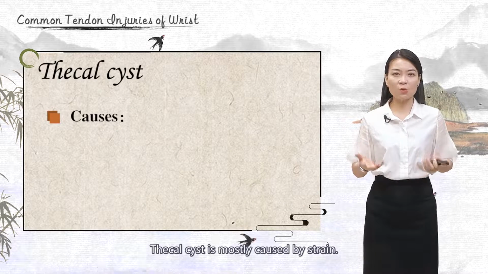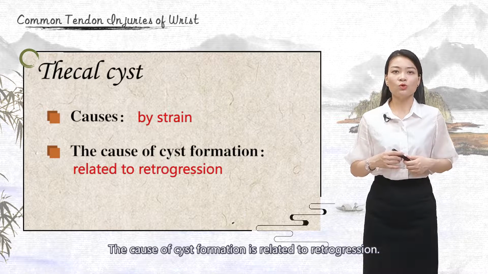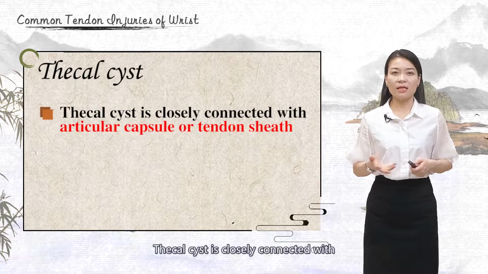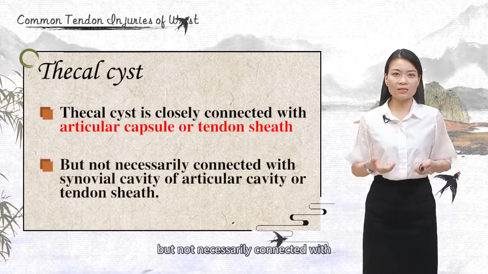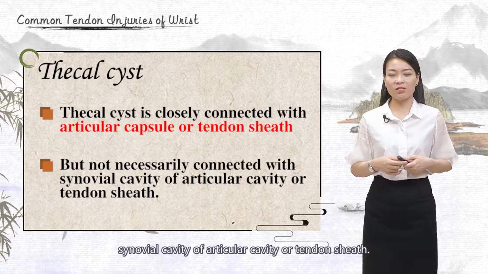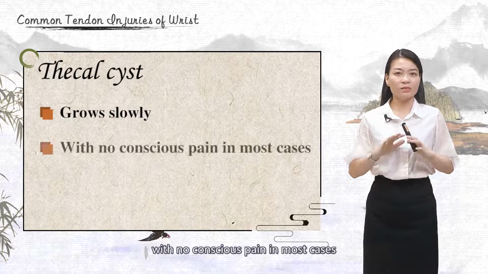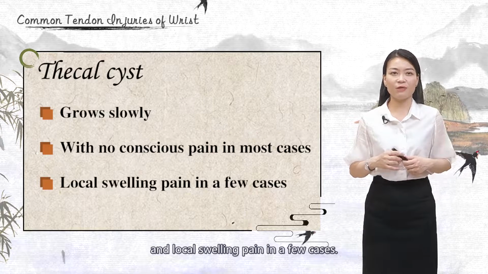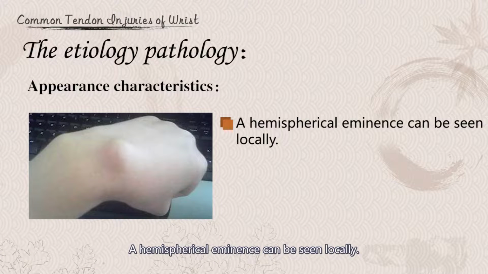A ganglion cyst is mostly caused by strain. The cause of cyst formation is related to degeneration. The cyst is closely connected with the articular capsule or tendon sheath, but not necessarily connected with the synovial cavity of the joint or tendon sheath. The cyst often grows slowly with no conscious pain in most cases, and local swelling pain in a few cases. A hemispherical eminence can be seen locally.